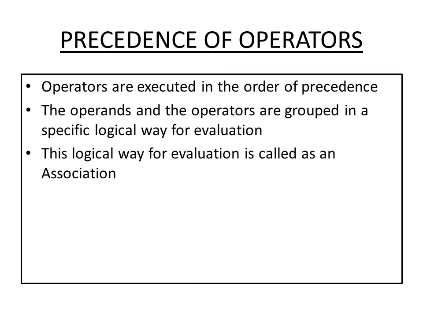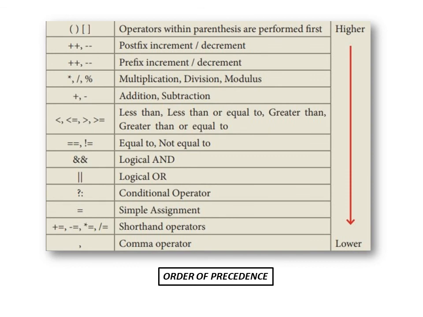Precedence of operators. Now, in an expression, if there are a lot of operators, you don't know which one you have to execute first. So there's an order of precedence for each operator, and these operators and operands are grouped in a specific logical way for evaluation. Such a logical way of evaluation is called association. This is the order of precedence.